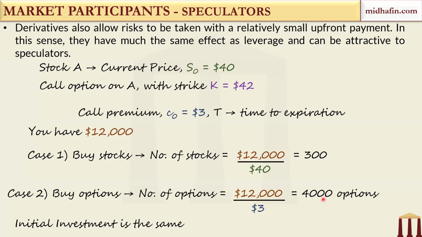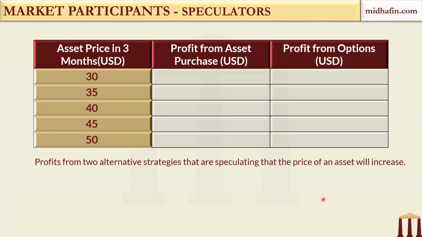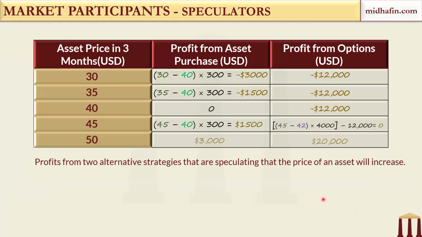Okay, fine. So now let's analyze these numbers. You can see very clearly that on the positive side, once the stock price goes even further above 50, the profit from options increases more and more.